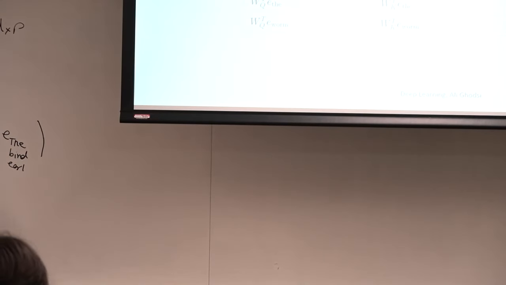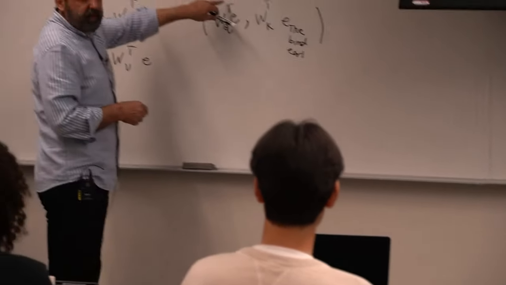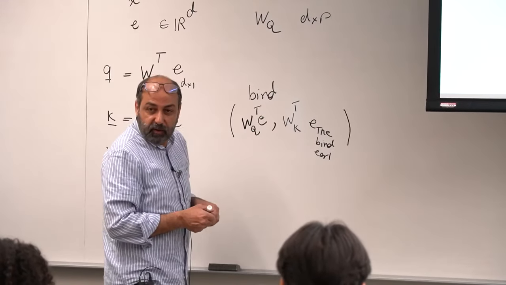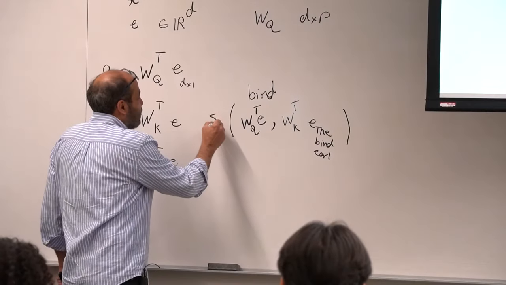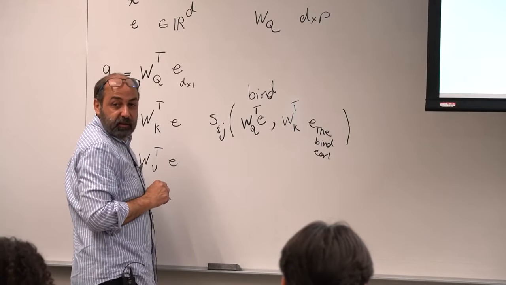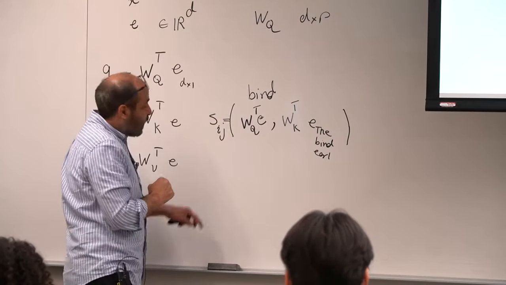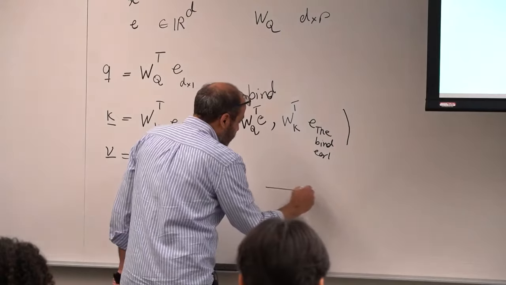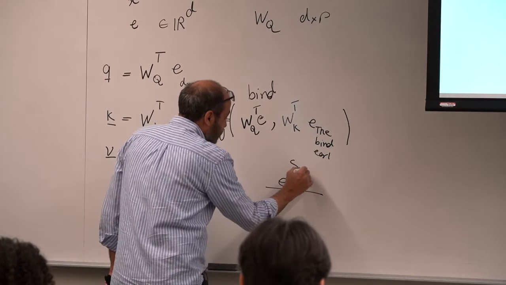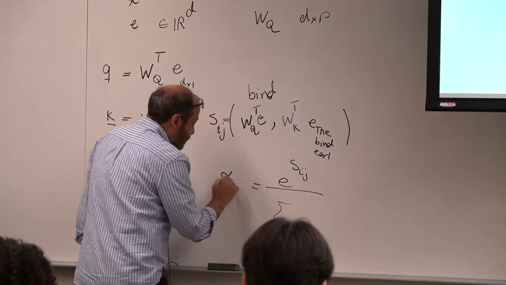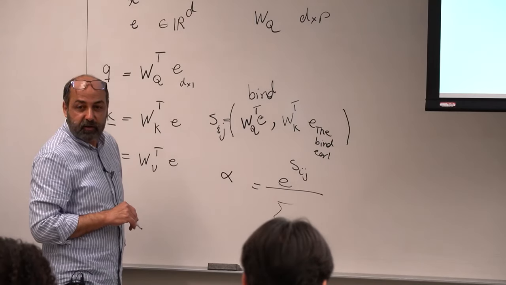Where the values come in, I wanted to show this in a slide, but let me do it here. When the word Baird comes, you compute the similarity of word Baird with all other words, the similarity with all of word j's. Then you pass it through softmax. Basically, you compute e to the power of s_ij divided by the summation of all s_j's for all j's. And this is your alpha, your coefficient.